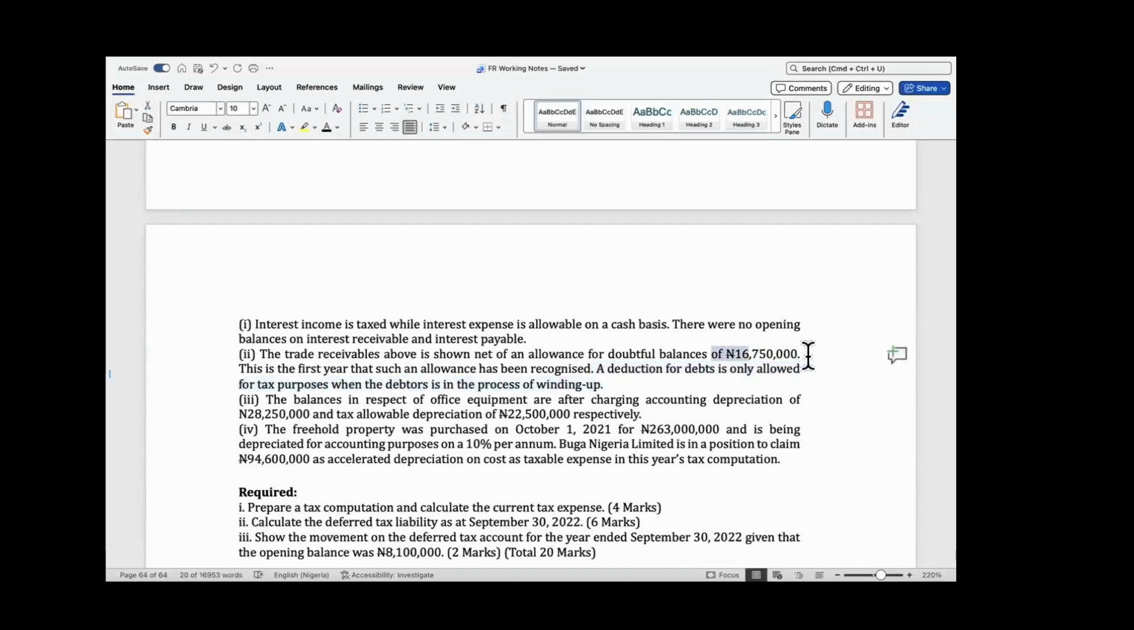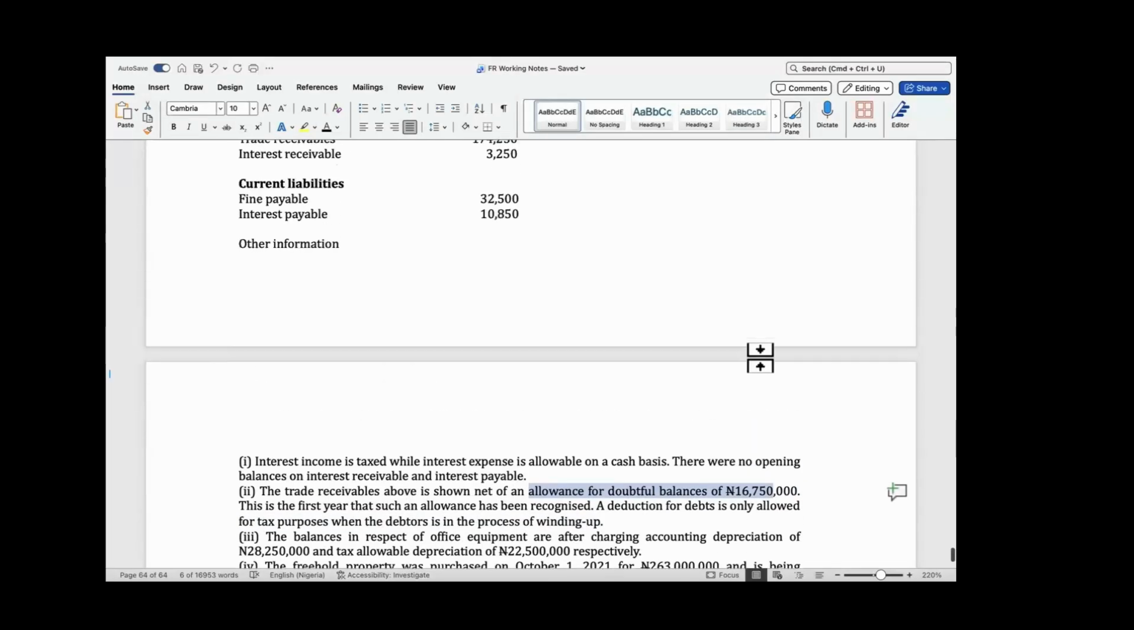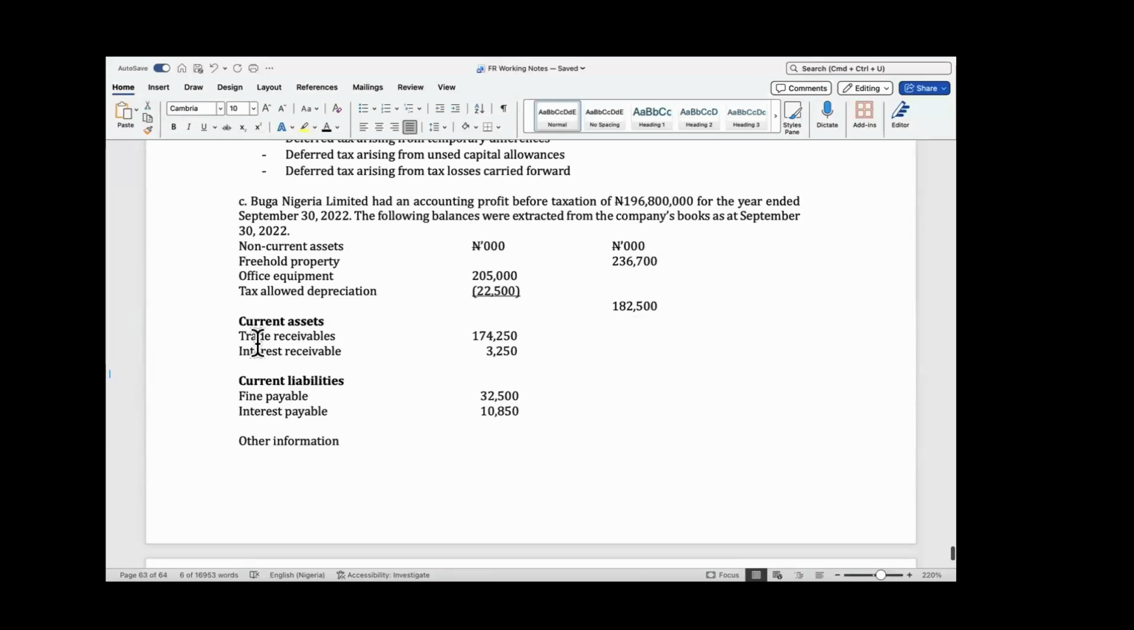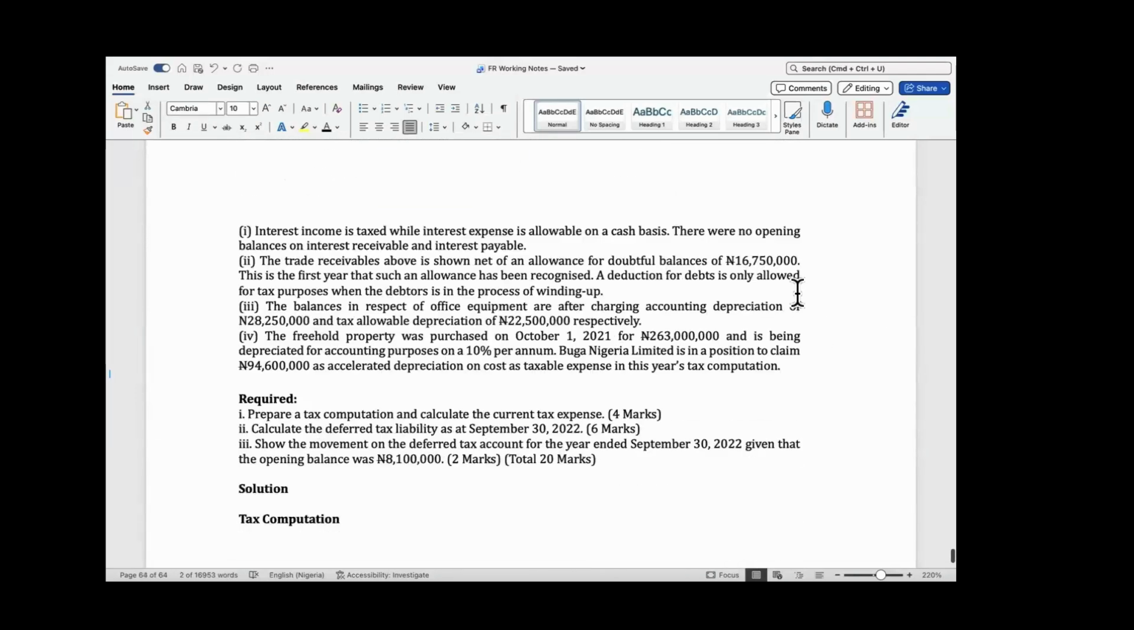16.75 as a deduction, because when you have a doubtful debt allowance, the double entry is you debit P&L, you credit the allowance for doubtful debt that will ultimately be deducted from receivables. So this amount would be disallowed also for tax purposes.